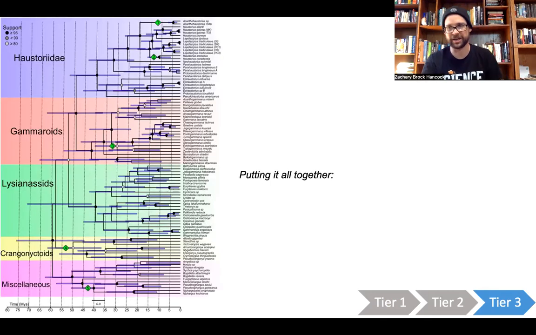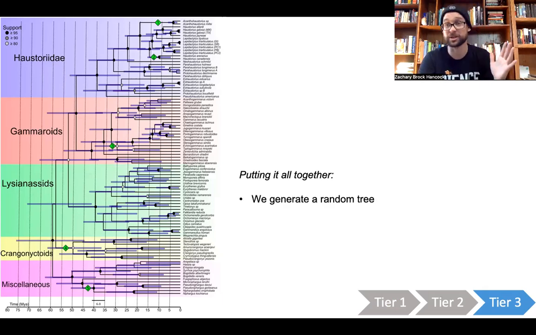Okay, let's put it all together now. We've gone through 3 different tiers, 3 different ways of presenting how phylogenetics works. Let's summarize this 3rd tier. I know it was really abstract. There was a lot of math, a lot of statistics. Hopefully you got the general gist, but let's summarize it all up here.